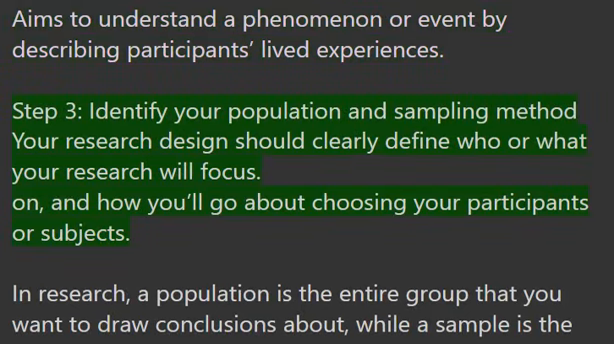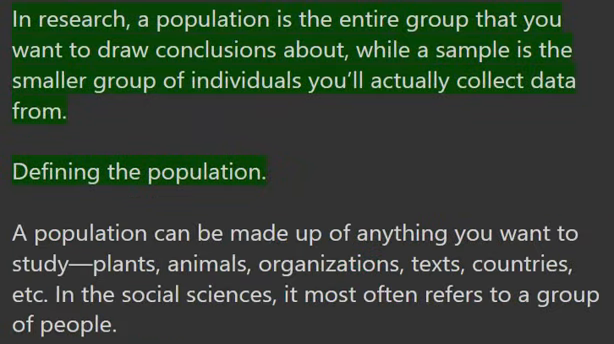Step 3. Identify your population and sampling method. Your research design should clearly define who or what your research will focus on, and how you'll go about choosing your participants or subjects. In research, a population is the entire group that you want to draw conclusions about, while a sample is the smaller group of individuals you'll actually collect data from.